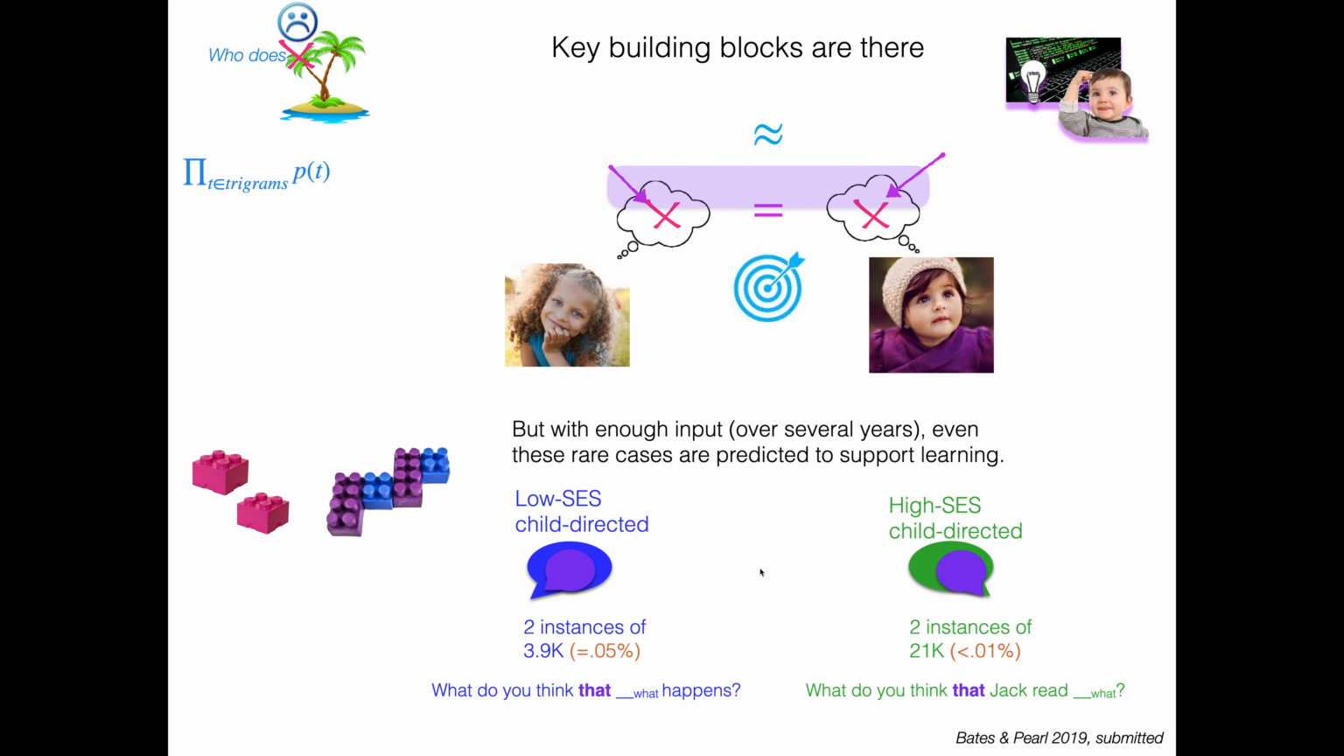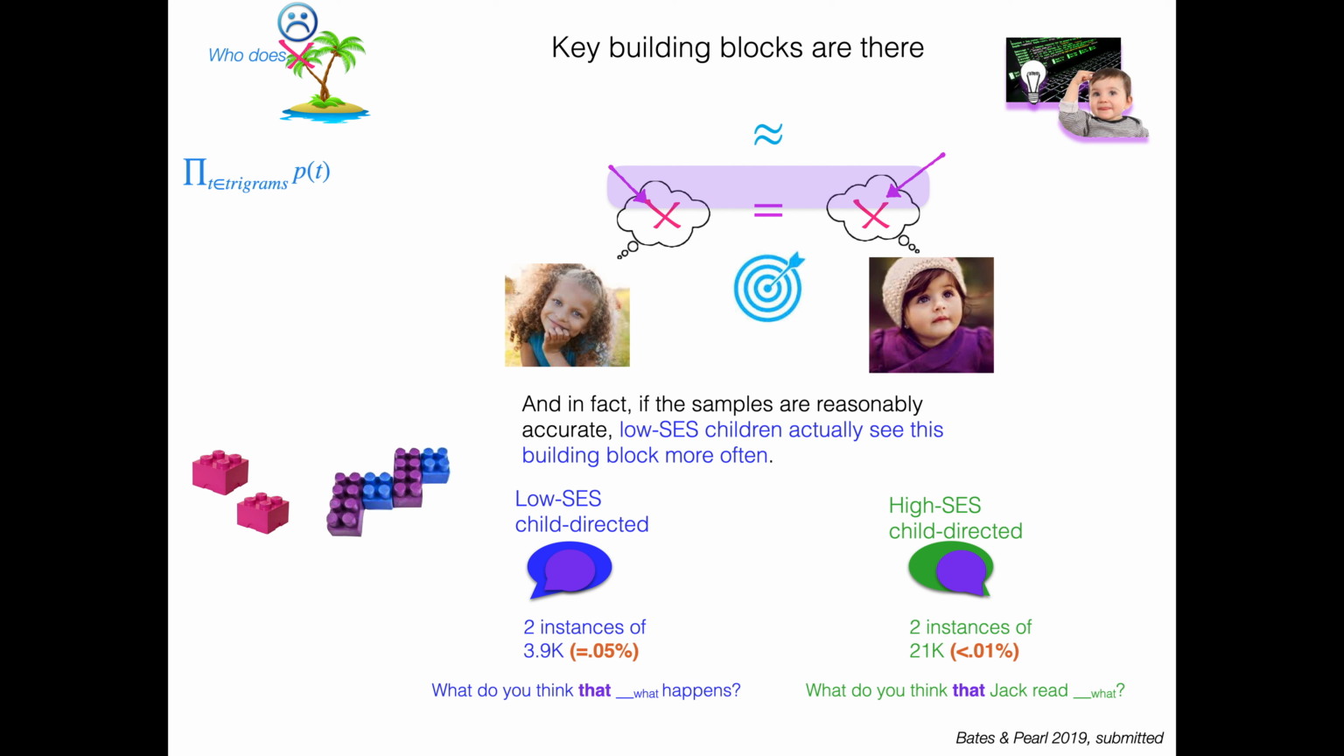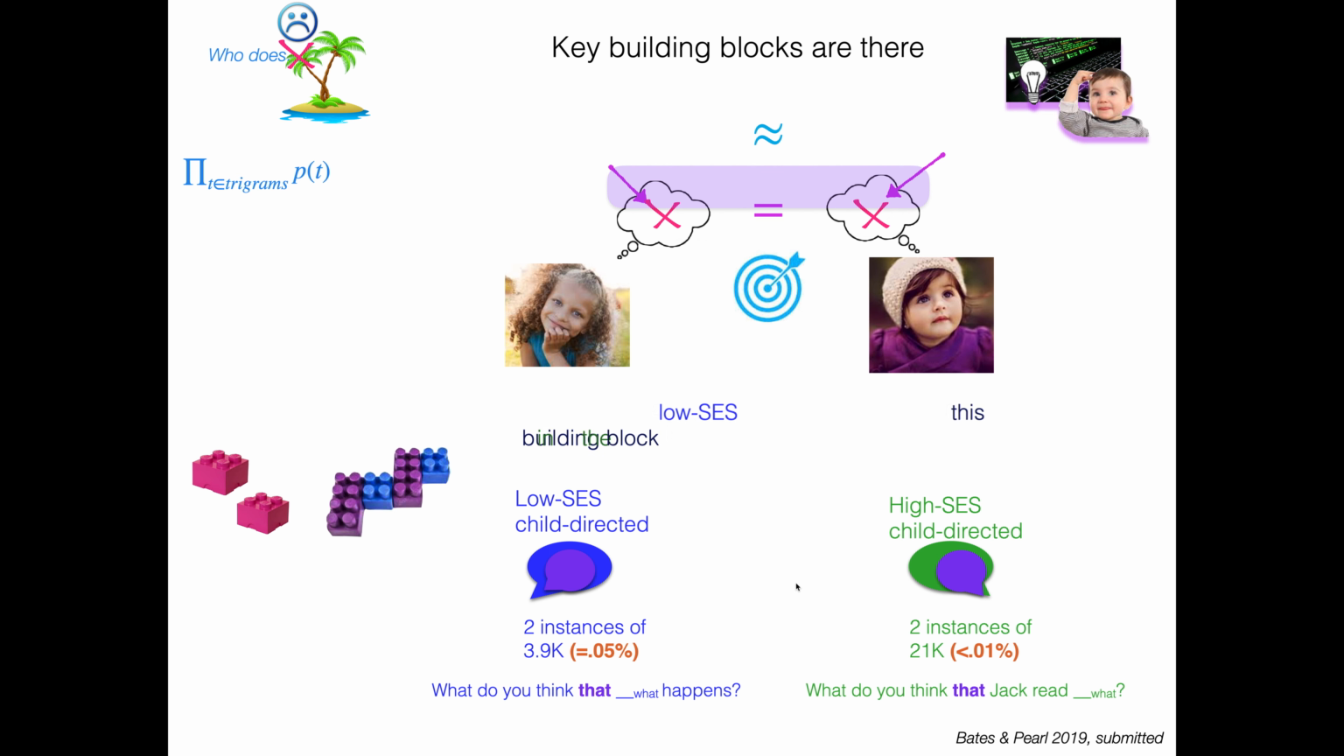The idea would be that if you get enough input over several years, which is our estimate as to how long it takes to develop this kind of knowledge, even these rare cases are predicted to support learning, because over time you encounter enough of these complementizer that pieces. And if the samples are reasonably accurate, though these are fairly small samples, this suggests perhaps that low SES children actually see this building block more often overall. So that's nice for the low SES kids.